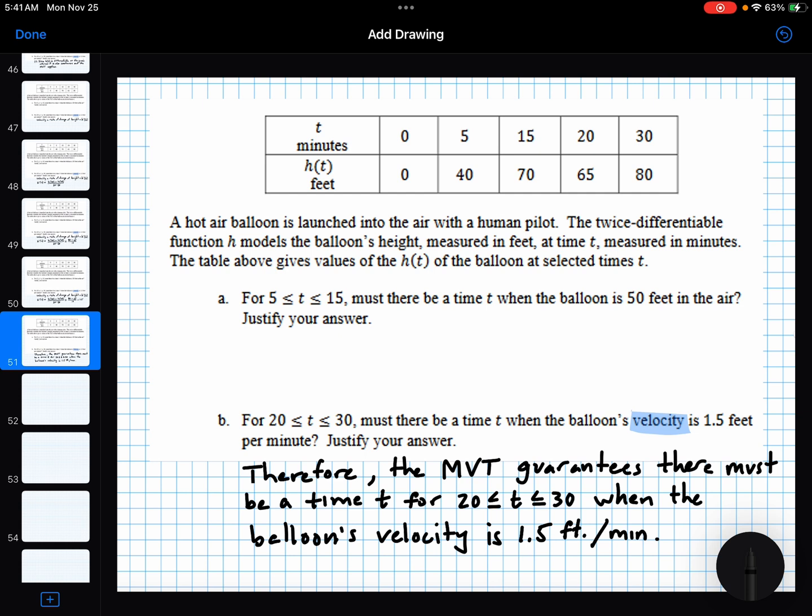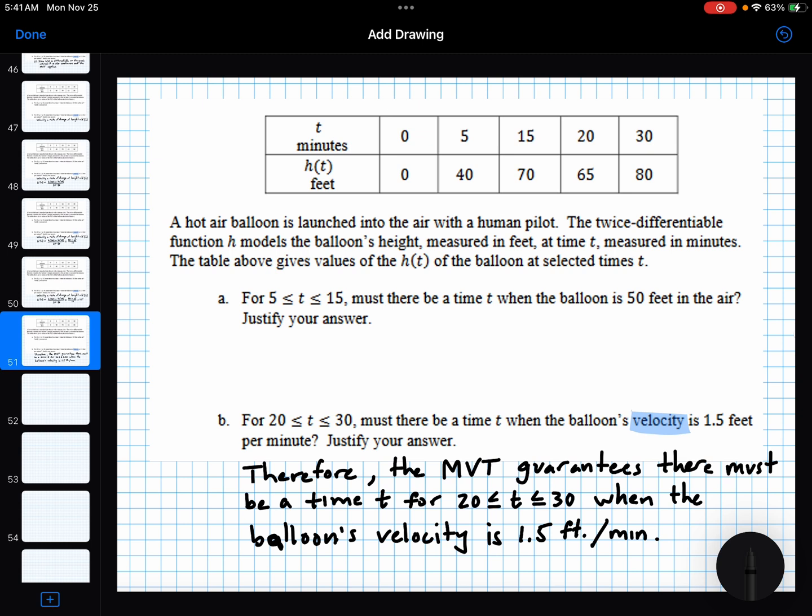We just have to write a conclusion. Therefore, the mean value theorem guarantees there must be a time on the interval from 20 to 30 when the balloon's velocity is 1.5 feet per minute. I should make that an O. Balloon. Okay, there we go.